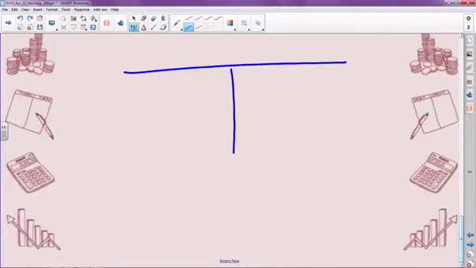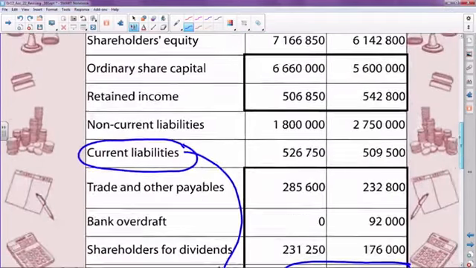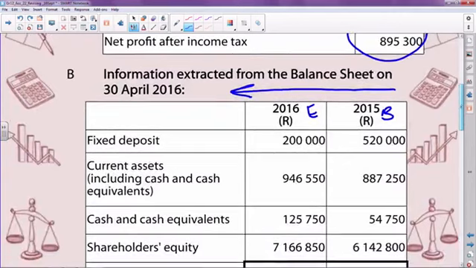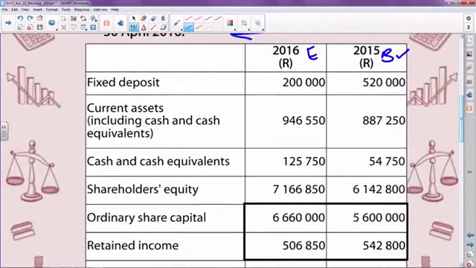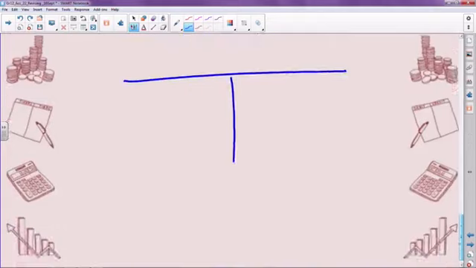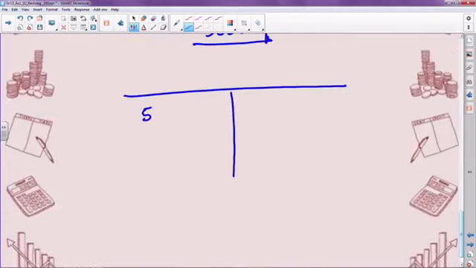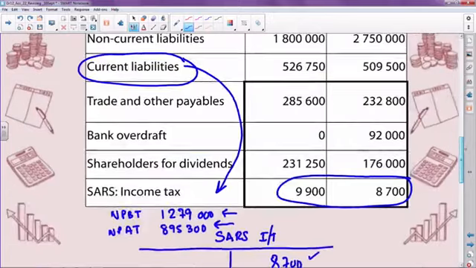Step number one, opening balance. Let's find it. Remembering that's my beginning of the year, and I had cash and cash equivalents of 54,750. Watch that figure closely. Cash and cash equivalents at the beginning of the year, 54,750. Watch what I do with it. 54,750. This is my cash and cash equivalents. So that one is slotted in.